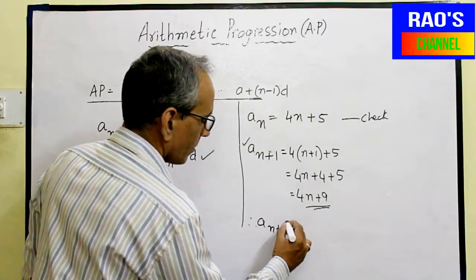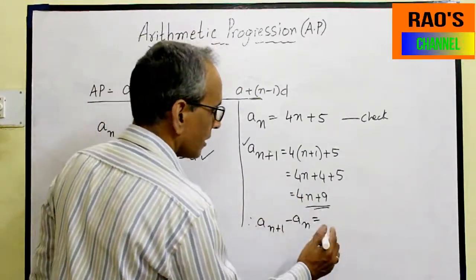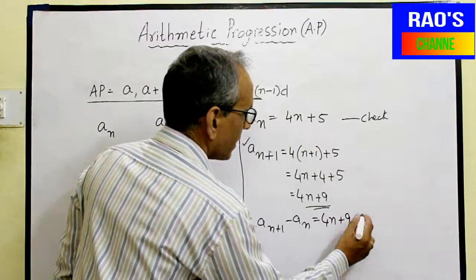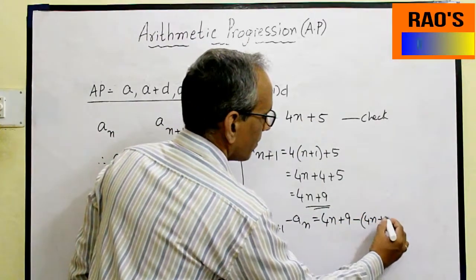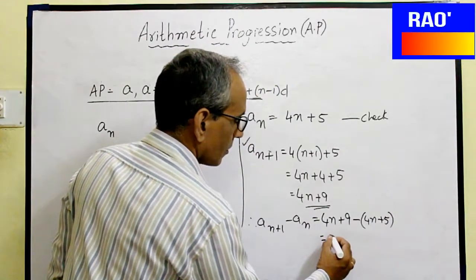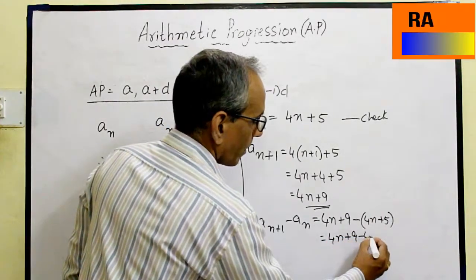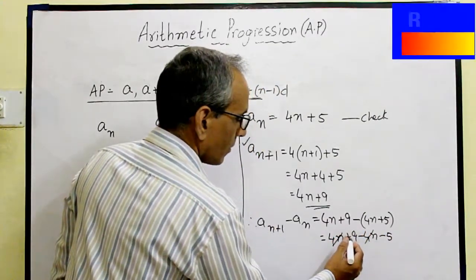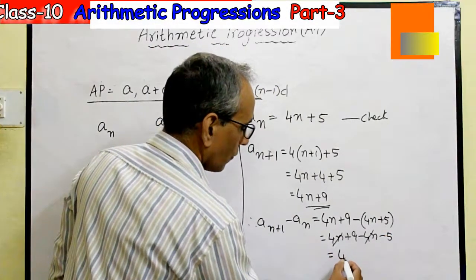The n plus 1th term minus the nth term: this is the n plus 1th term, that is 4n plus 9, minus the nth term, 4n plus 5. It is equal to 4n plus 9 minus 4n minus 5, which is 4.